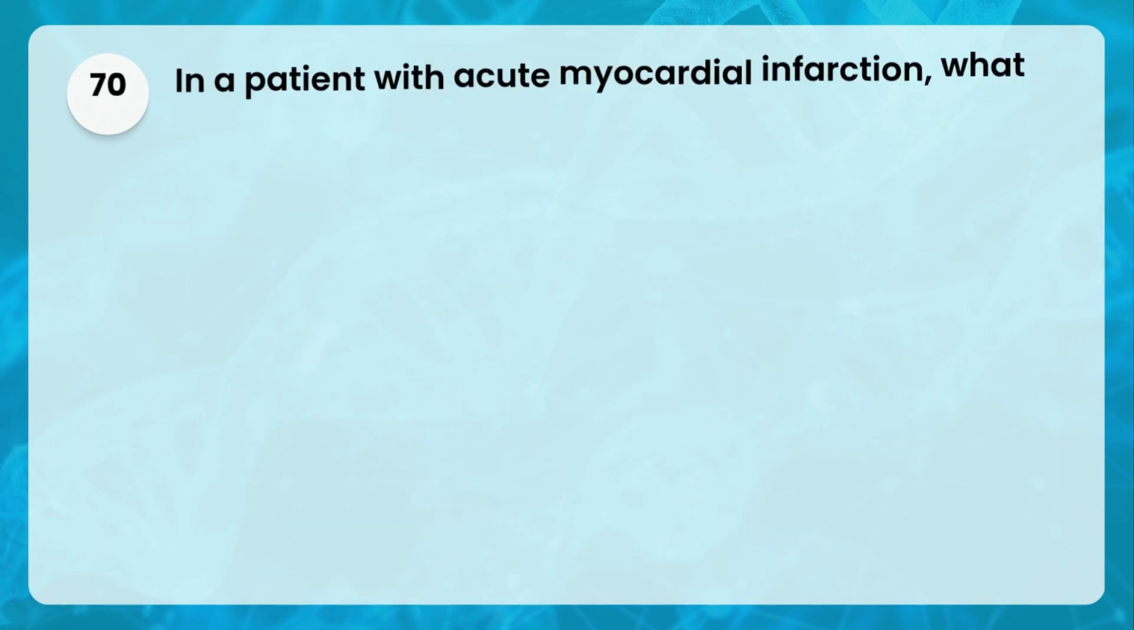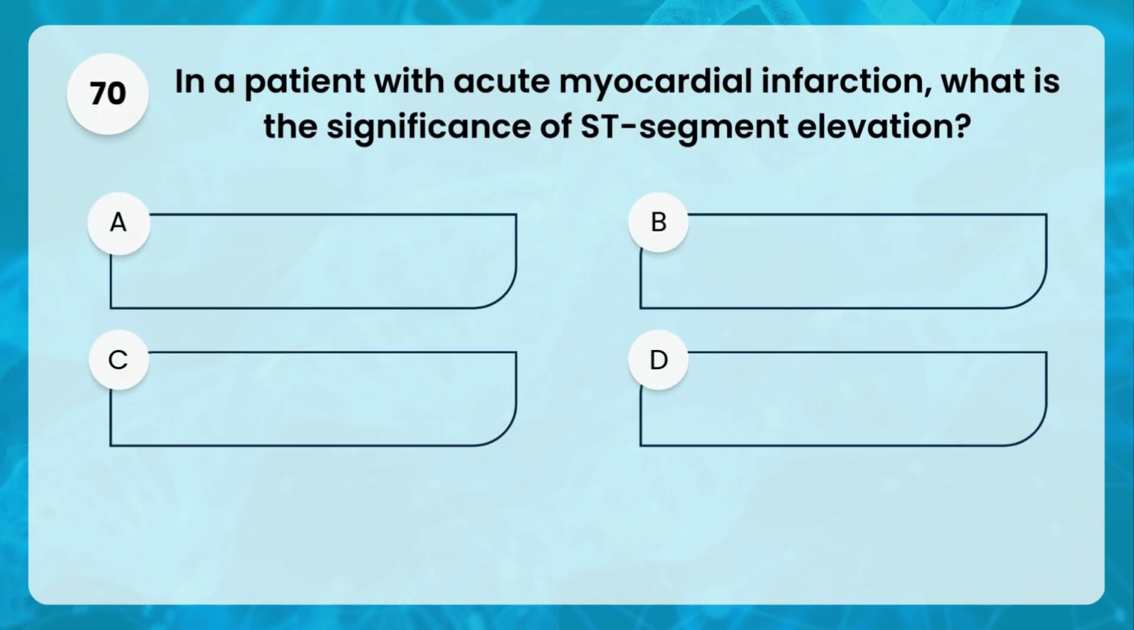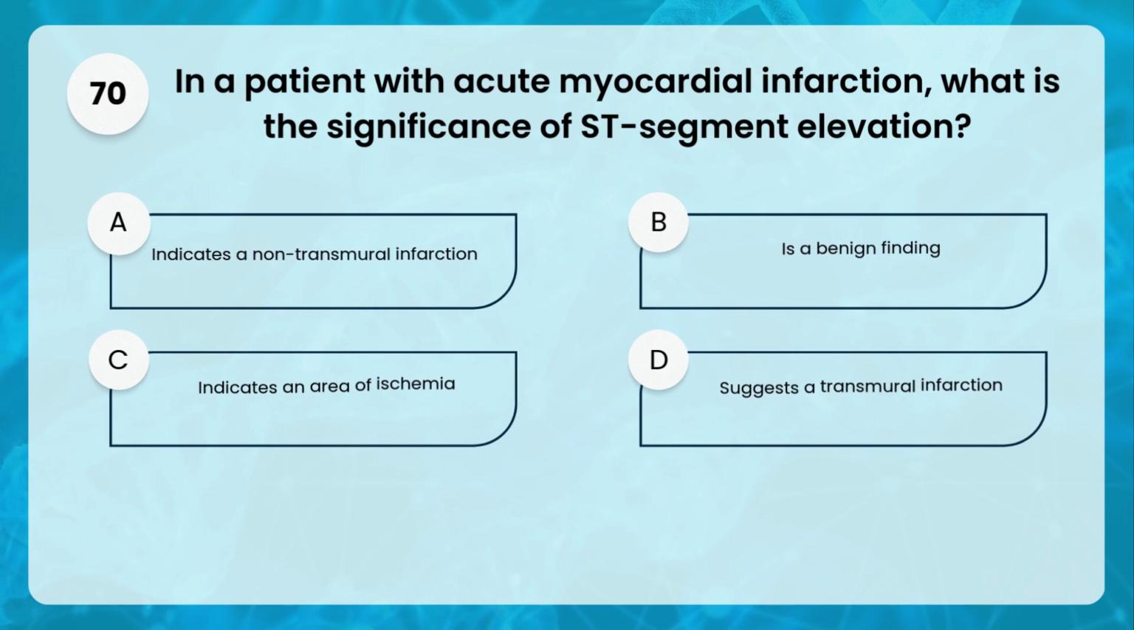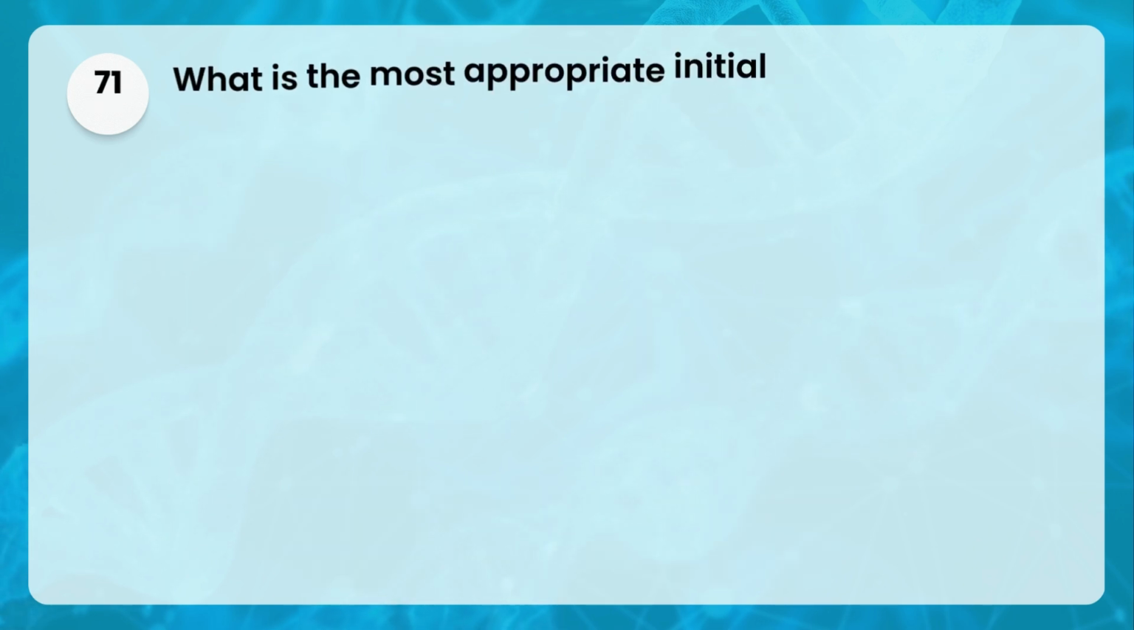Number 70. In a patient with acute myocardial infarction, what is the significance of ST segment elevation? A. Indicates a non-transmural infarction. B. Is a benign finding. C. Indicates an area of ischemia. Or D. Suggests a transmural infarction? The answer is D. Suggests a transmural infarction.